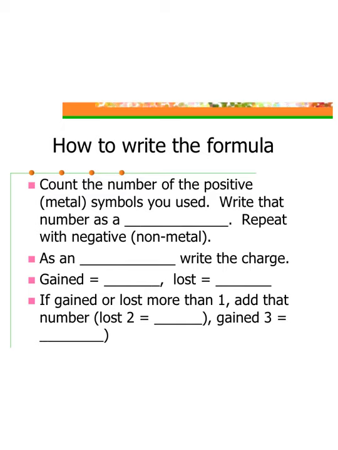All right, so again, when you write the formula in here, you count the number of positive metal symbols you used. You write that number as a subscript and do the same thing on there. You write that as an exponent. Gained is going to be negative, and lost is going to be positive. And if you gain or lost more than 1, you're going to add that number as a charge. So lost 2 would be 2 plus. Gain 3 would be 3 minus. So again, you're just summarizing at the end what happened on here.